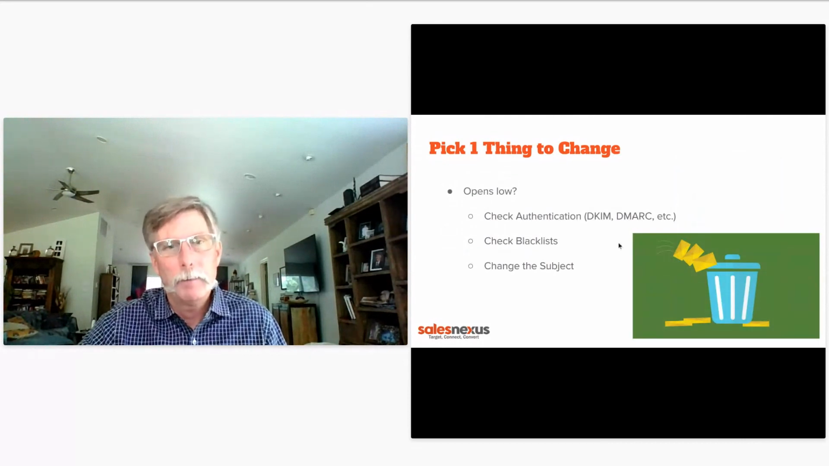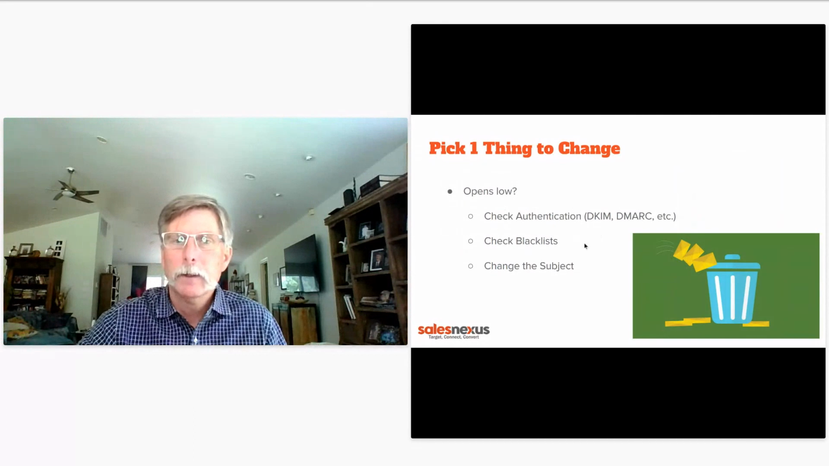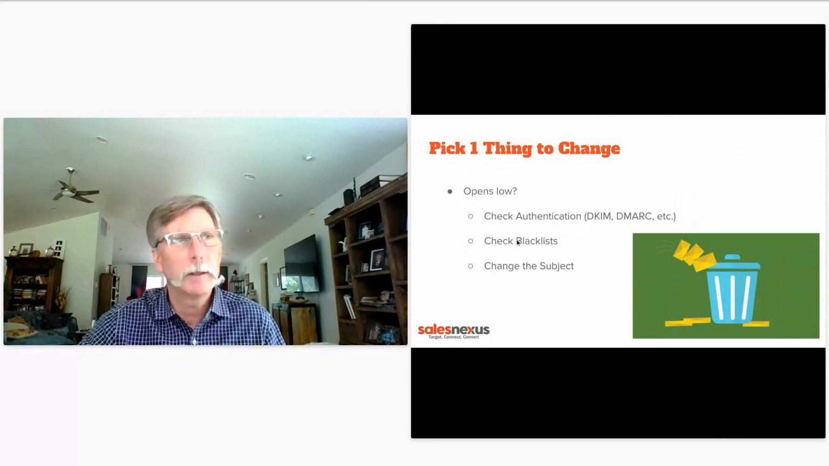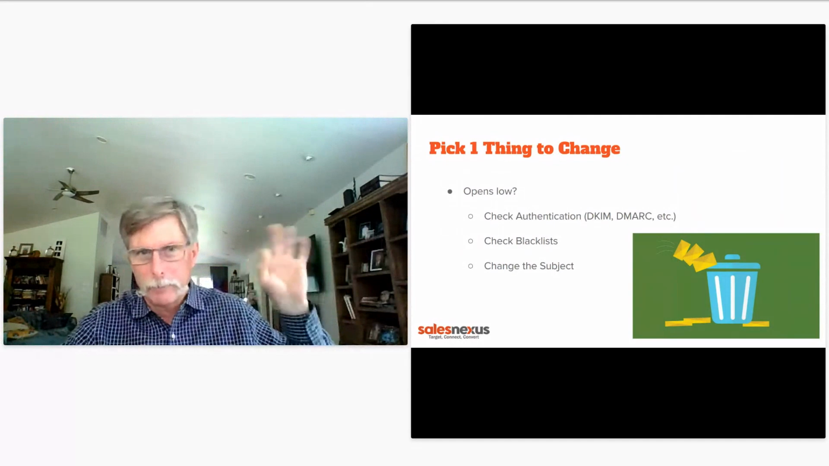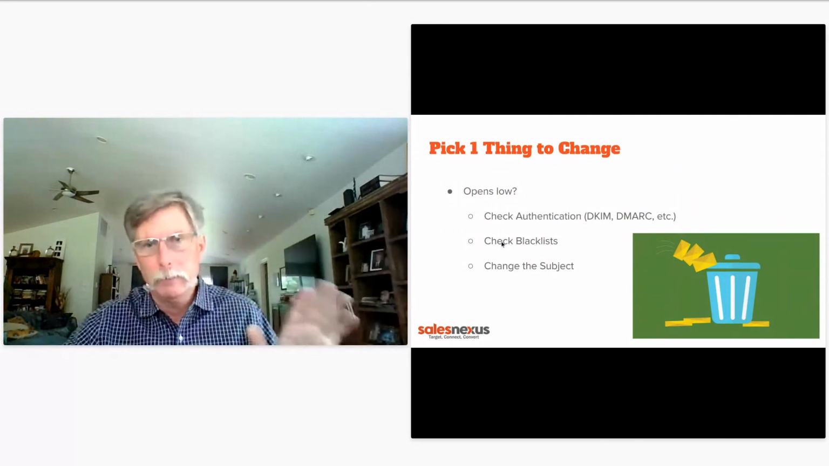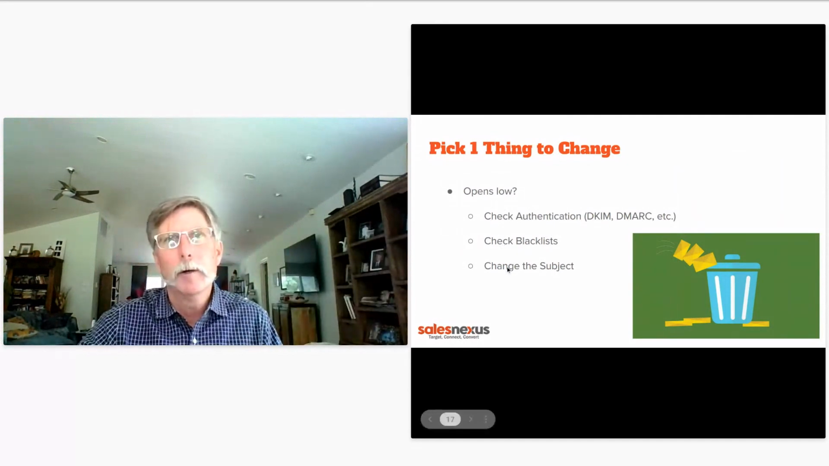But I added a couple of things here. If you got low open rates, make sure that you check the authentication and check to see if you're on blacklists and things like that. If you're already doing that and you kind of got that handled, great. Then just worry about the subject line. But if you haven't checked that kind of stuff in a while, you need to.